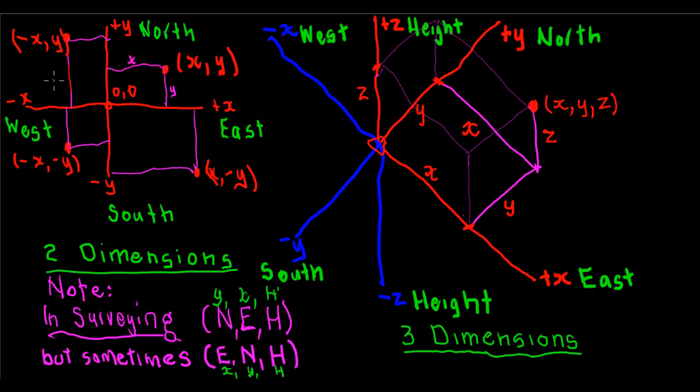If we move over into the second quadrant, we can see that we have negative x, y. And similarly, if we move down into the third quadrant here, we have negative x, negative y, and over into the fourth quadrant here, x and negative y. And we have our central point, the intersection of our x and y axes, at the point 0, 0.